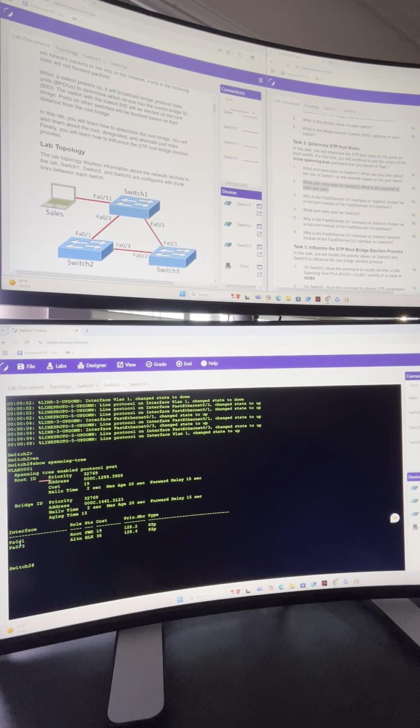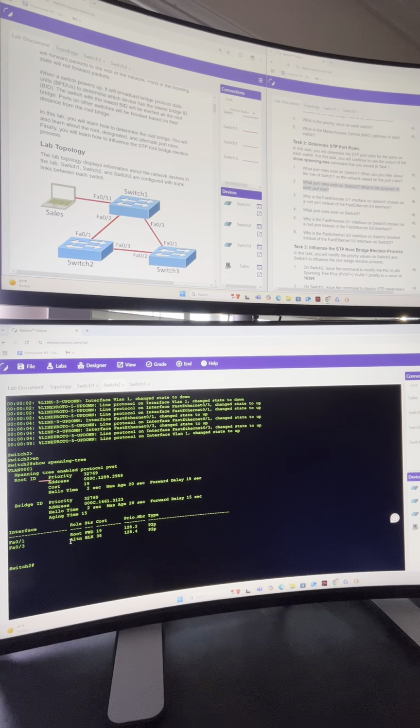And as you can see, the Fast Ethernet 0/1 connection, which is this one right here up to switch 1, is our root port, and it's forwarding. And that root port is the best path to the root bridge. It has the best cost to the root bridge, as we can see, 19 right here. And the alternate port is in the blocking state, and that is the port to switch 3.